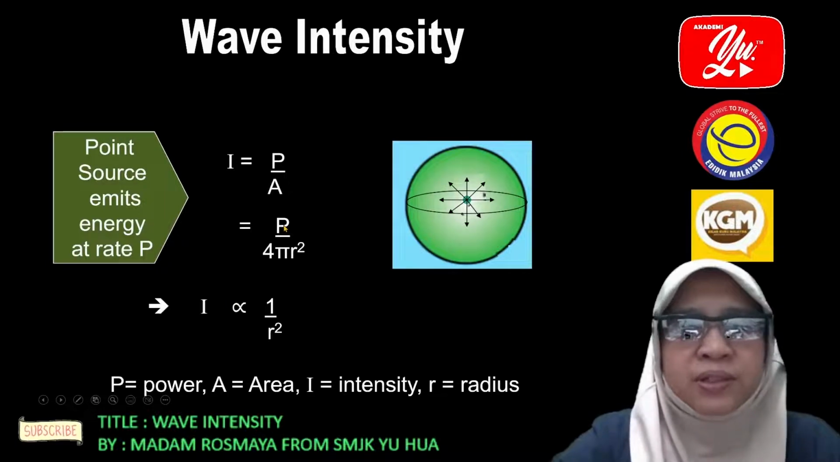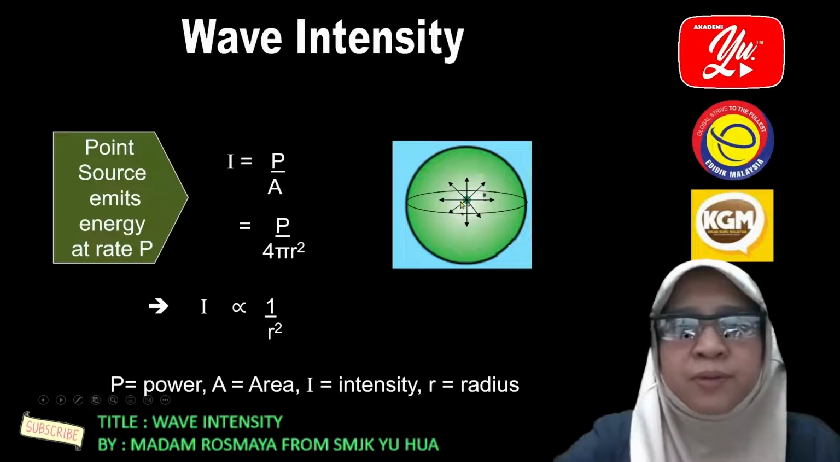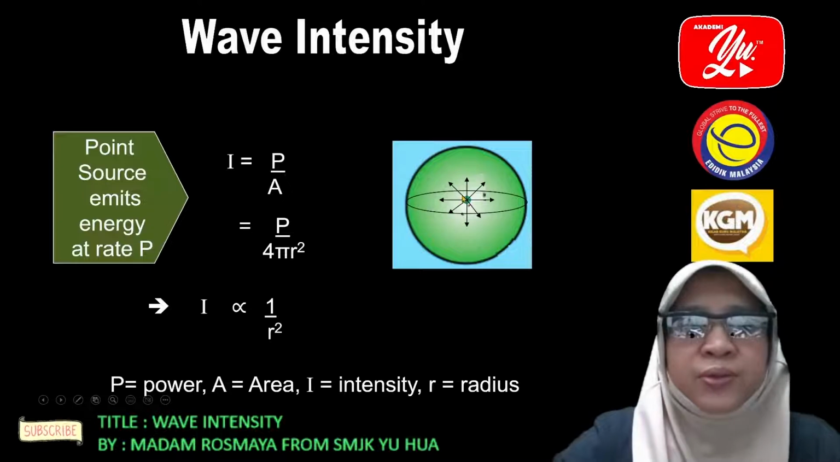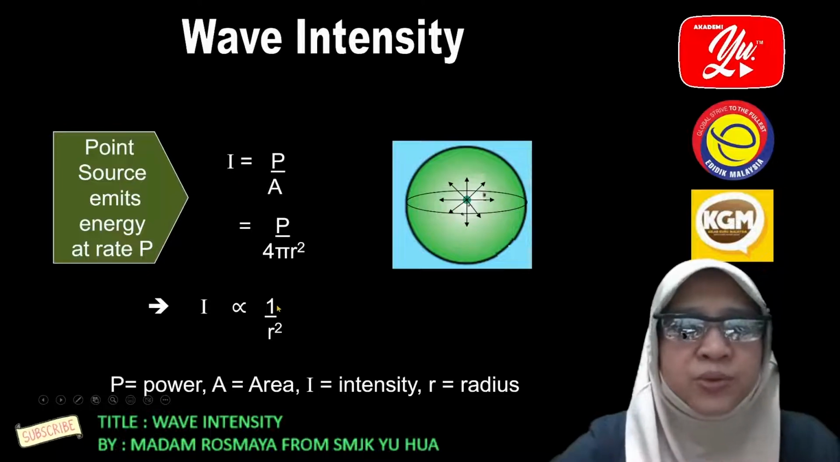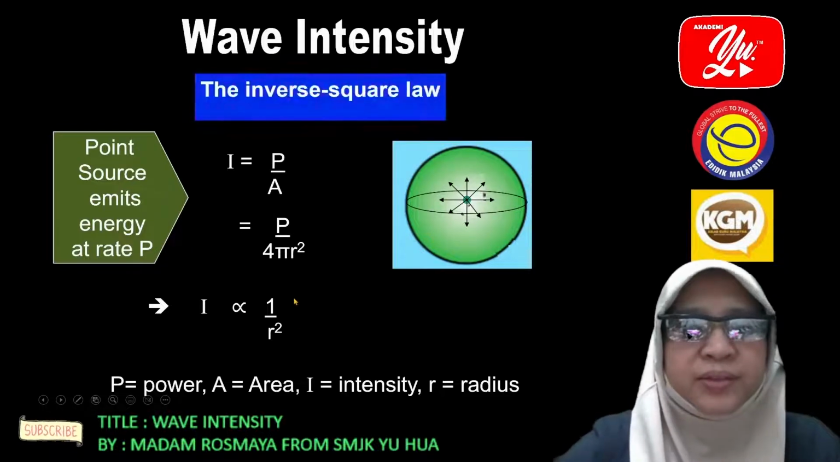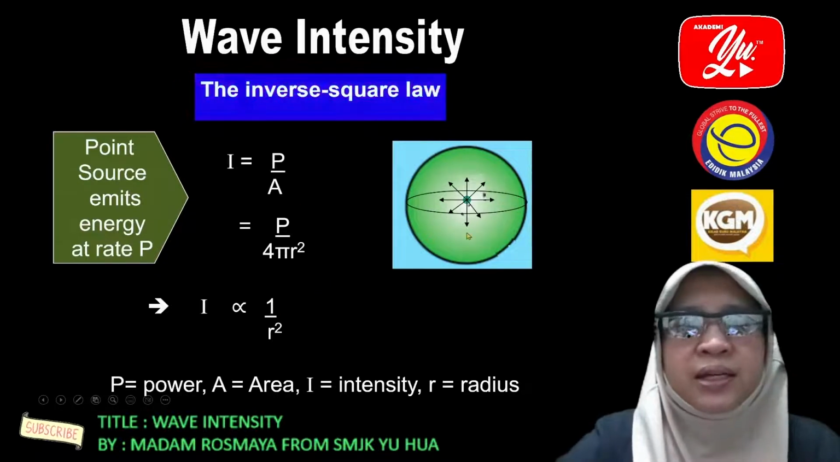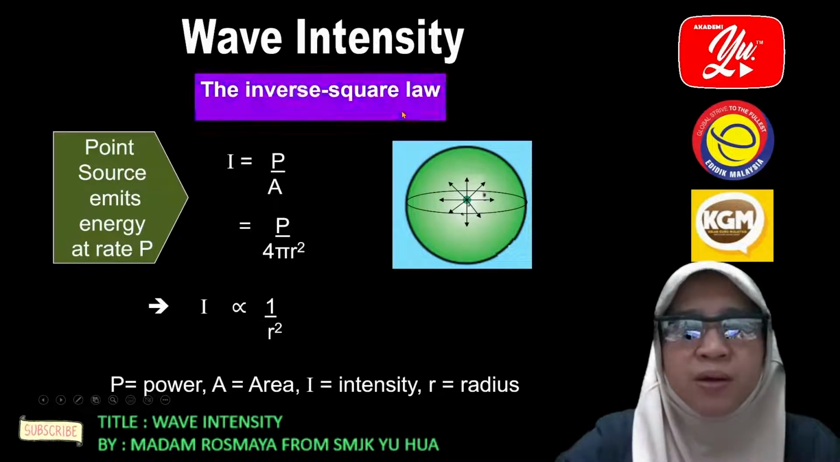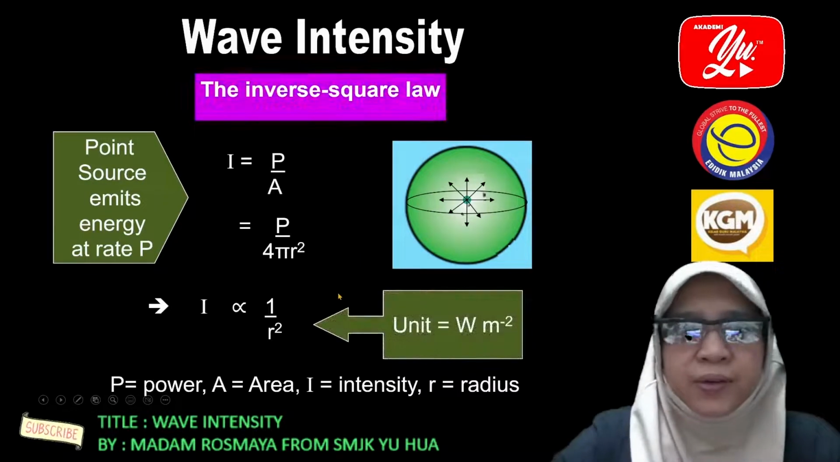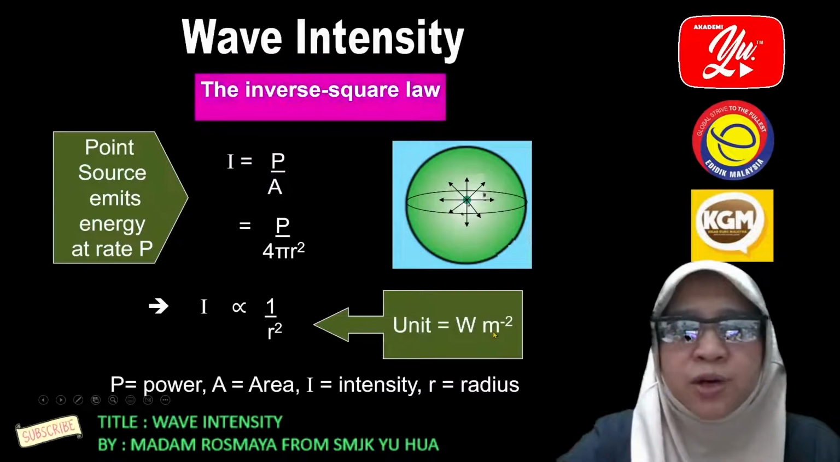P is a constant because it comes from the source, so the power of the source is constant. 4 is a numerical value, also constant, and pi is also a constant value. Therefore, the intensity is directly proportional to 1 per r squared. This means the wave intensity from a point source follows the inverse square law. The unit for intensity is watt per meter squared.